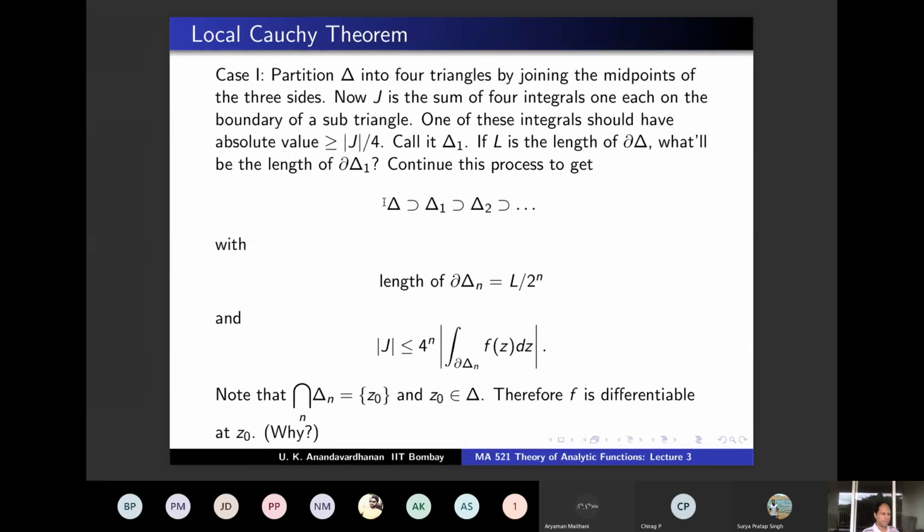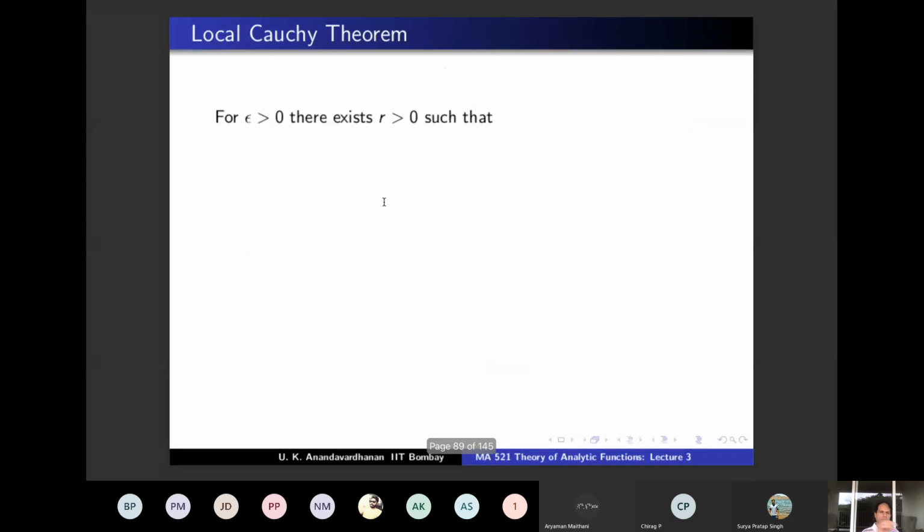Remember, we are in case 1. Because P is outside delta, right? P is the only point where differentiability was questionable. Maybe we don't know it is differentiable there, but P is outside delta and Z0 is inside delta, therefore F is differentiable at Z0. Okay? So differentiability at Z0 you write down in terms of epsilon and delta.